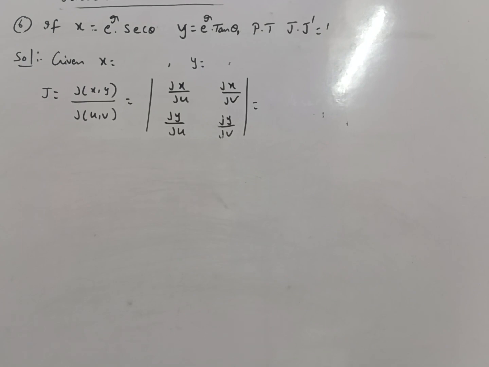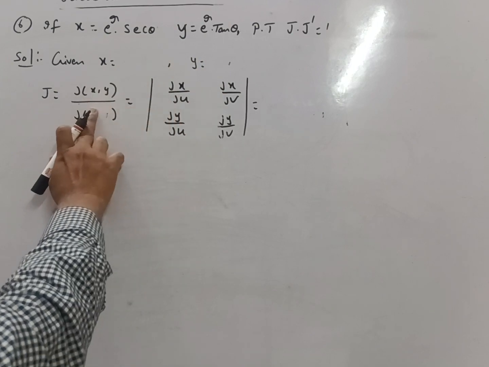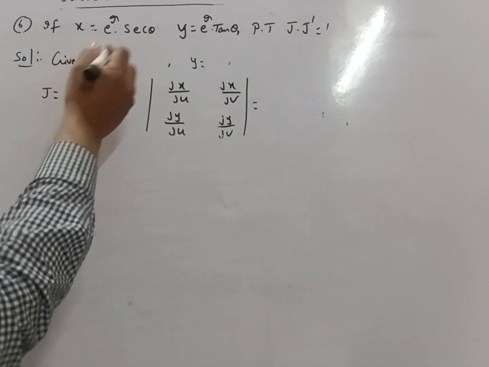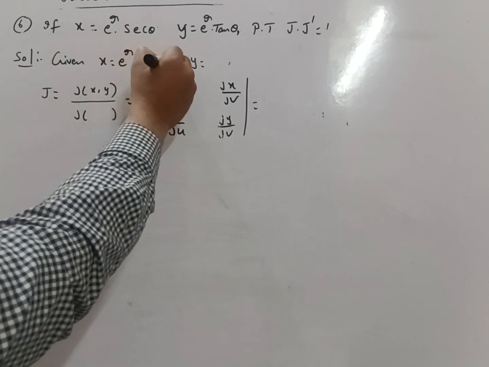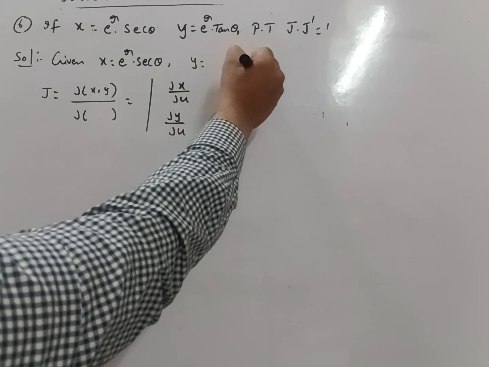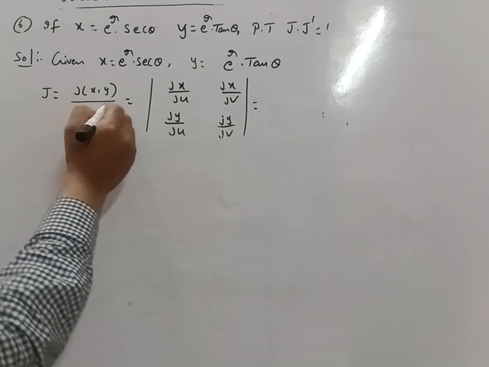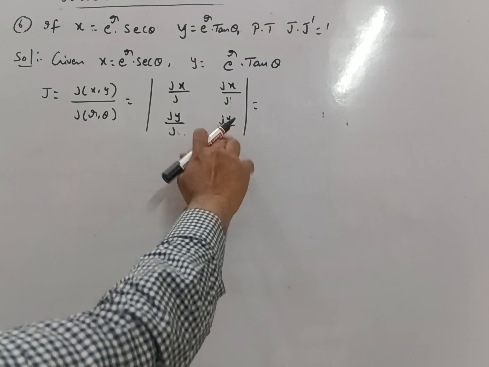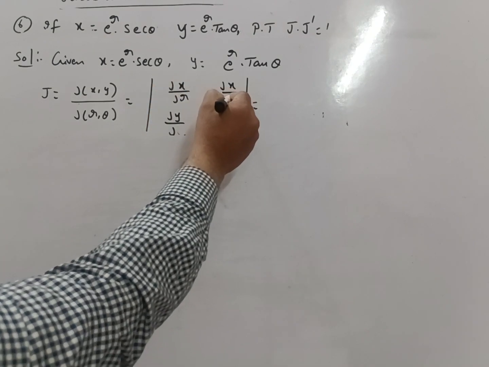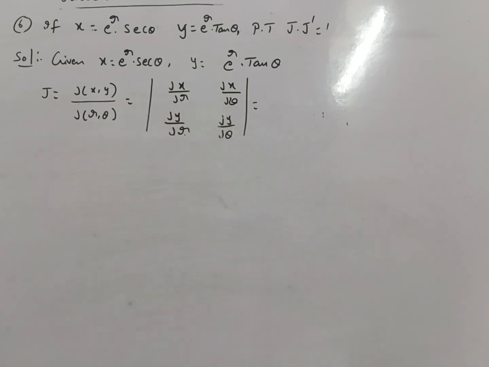Next, another problem. If x is equal to e power r secant theta, y is equal to e power r tan theta, then prove that j into j dash is equal to 1. So what is x he gave here? E power r into secant theta. R and theta he gave. Y is equal to e power r into tan theta. So j is equal to dou of x comma y by dou of r comma theta: dou x by dou r, dou x by dou theta, dou y by dou r, dou y by dou theta you have to find. Correct? So now differentiate here.